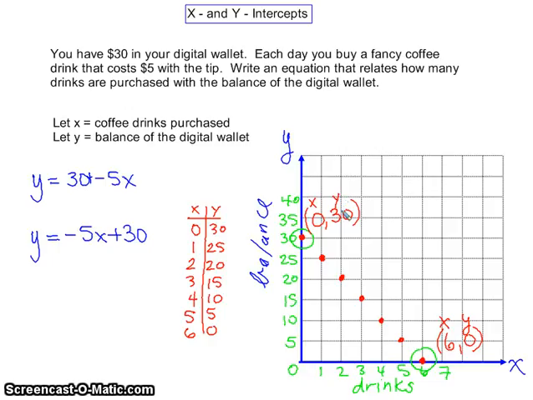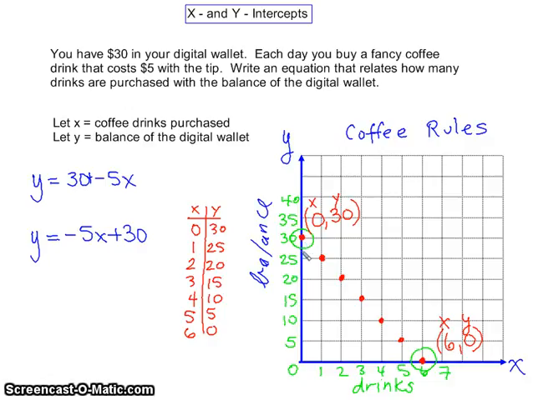And then we have our graph. We want to make sure that we have a title. So let's call it Coffee Rules. I have drinks on the x-axis. That's my independent variable because the balance depends on how many drinks I've purchased. So we have 30, 25, 20, and so on. So we have the ordered pair 0, 30.